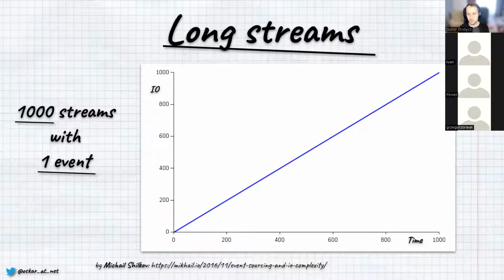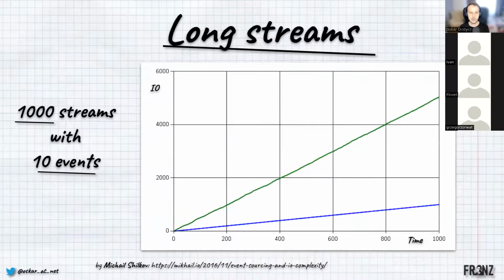So that's cool, because that's what we would expect. In this line, we are just appending a new event to a new stream, and then appending a new event to a new stream, etc. If we have 10 events in the stream, then this green line is much bigger than the blue one, but still linear, which is also good.